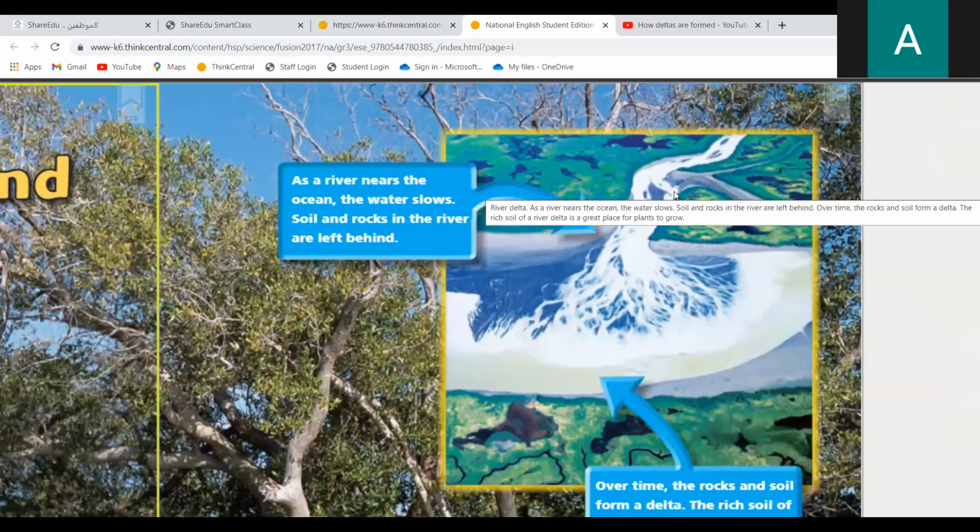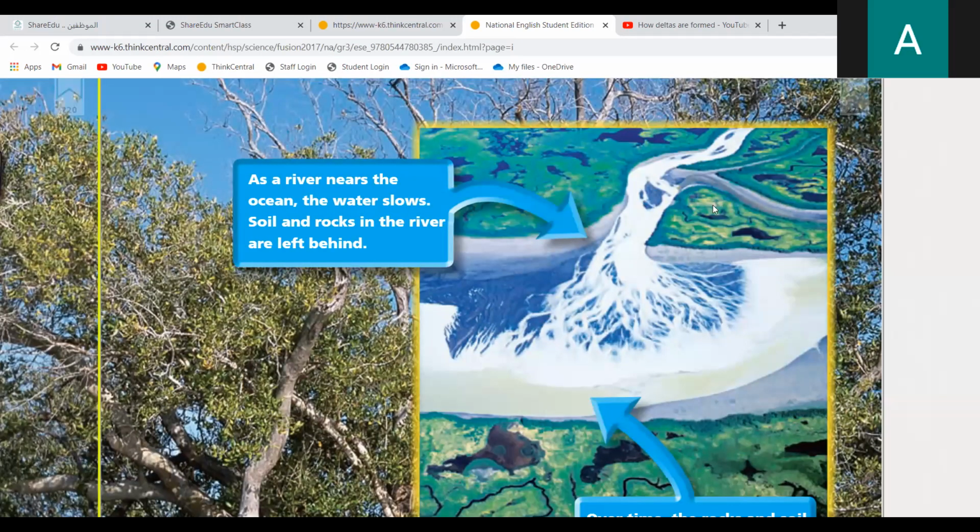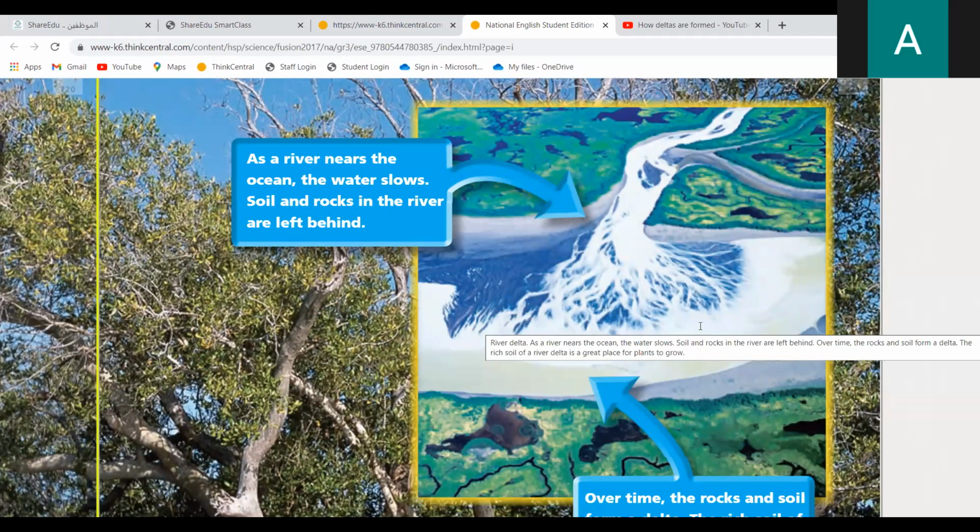When they meet the ocean, the river will slow down, and the rocks will be formed in this area, put up together with the soil. When rocks and soil are put up together in the entry of the ocean, what happens? Delta happens.